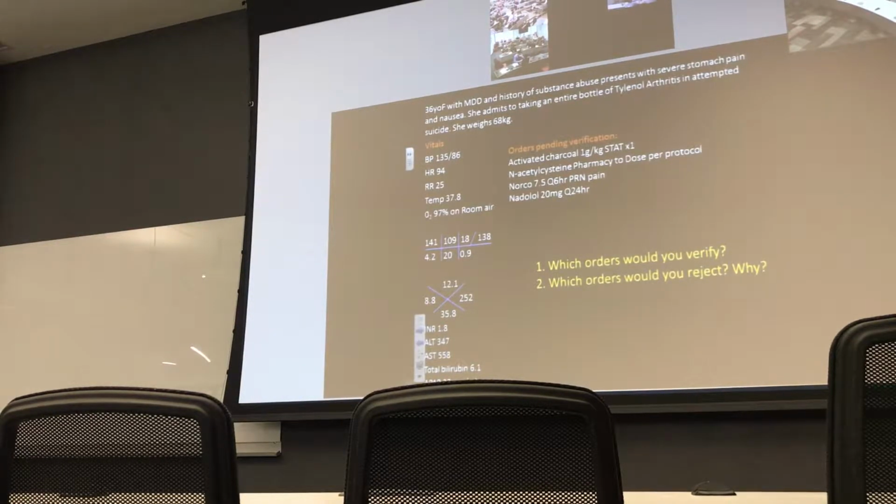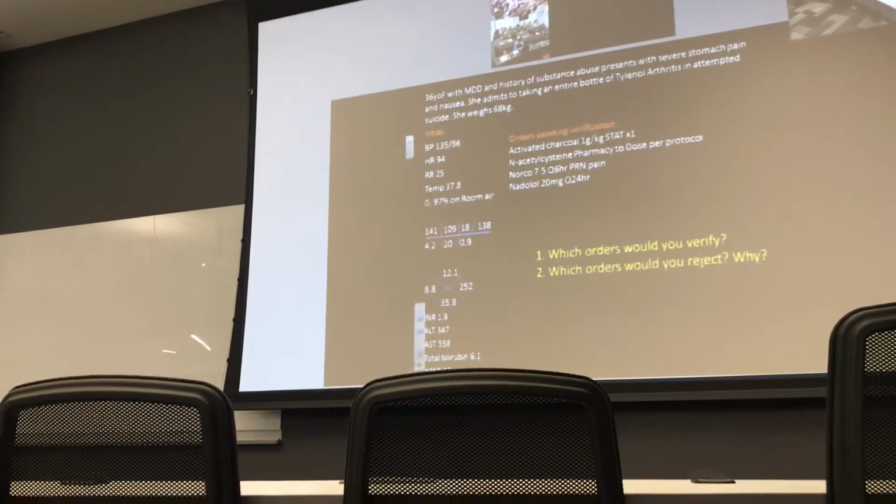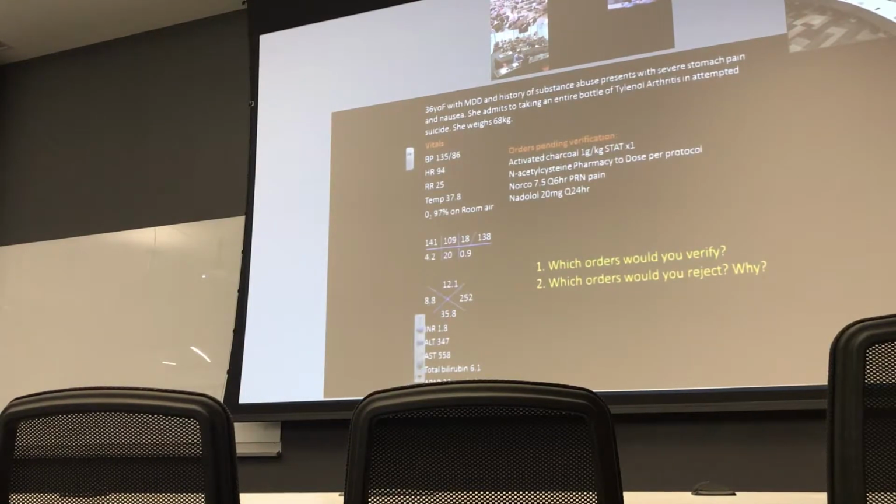What is her level? It's 33 micrograms per milliliter. So can you use acetylcysteine if it's over 24? It says it's above the 150 line, and she's not, right? The APAP level's 33. Yeah, she's in that gray area.